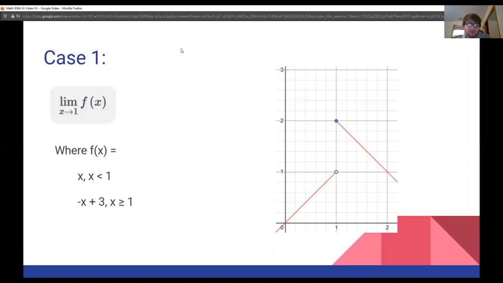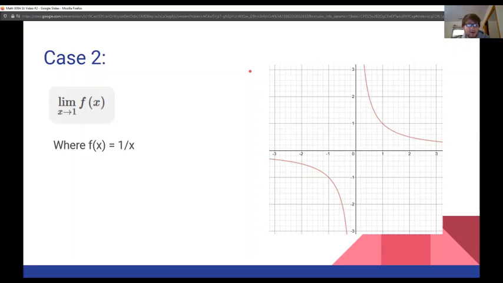So this is our example for case 1. This is kind of similar to what we were looking at last week, but here we have f of x where it's x as x is less than 1, and negative x plus 3 if x is greater than or equal to 1. So that's what this graph looks like. And we're looking at the limit as x approaches 1. So we can see from the left, it looks like we're approaching 1, but from the right, it looks like we're approaching 2. So here we just say the limit does not exist.